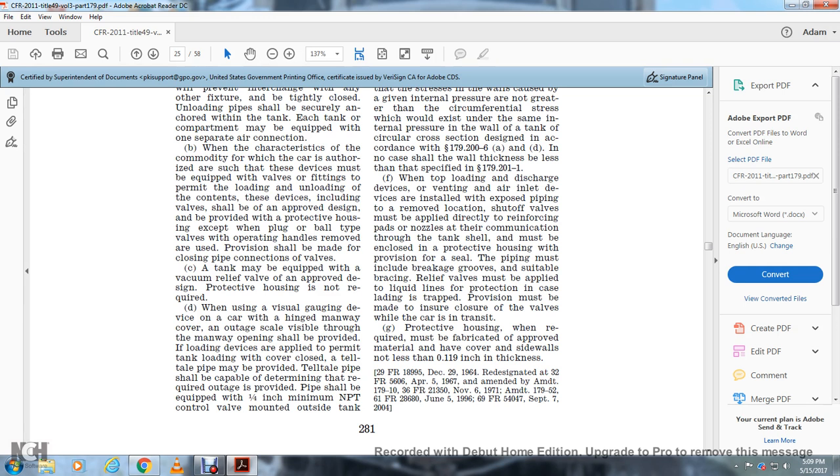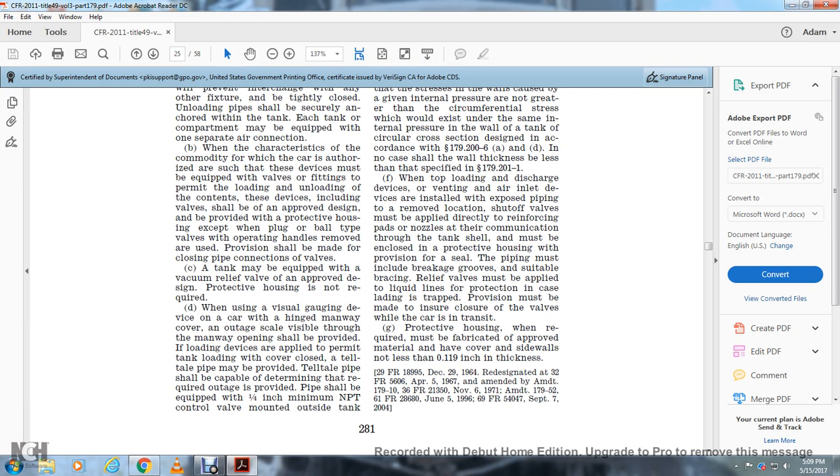Protective housing is not required when using a visual gauging device on the car. The hinged manway or an outage scale visible through the manway opening shall be provided with enough unloading. If loading of the device is applied with the permit to take loading with the cover closed, a telltale pipe may be provided. A telltale pipe shall be capable of determining the required outages.